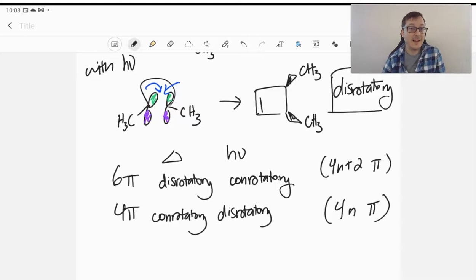And that's it for electrocyclic reactions. You'll of course have some homework practice on it. So let's take a look at sigmatropic rearrangements next. That's going to be our last section in this chapter of conjugated systems, and that'll be in the next video.